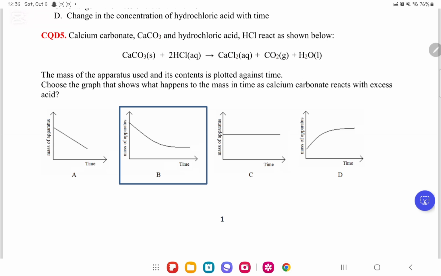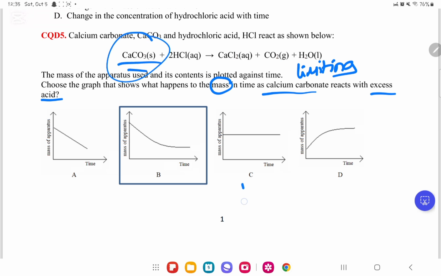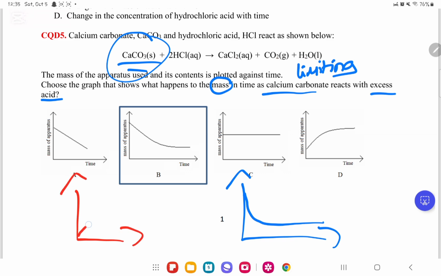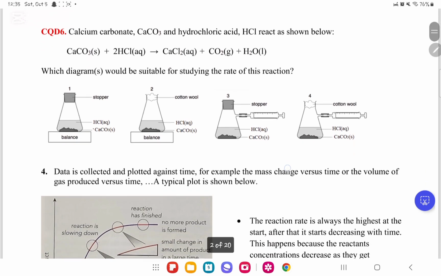So again, we have this equation. They need us to find the mass of calcium carbonate, which is limiting, okay? Because the excess is the acid. The only time we can use the mass is if it's a solid. So here CaCO3 is a solid. So if it is in the reactant side, the mass will decrease until it stops, all right? However, if it is in the product side, the mass will increase until it stops. So that's it for CQD number 5.